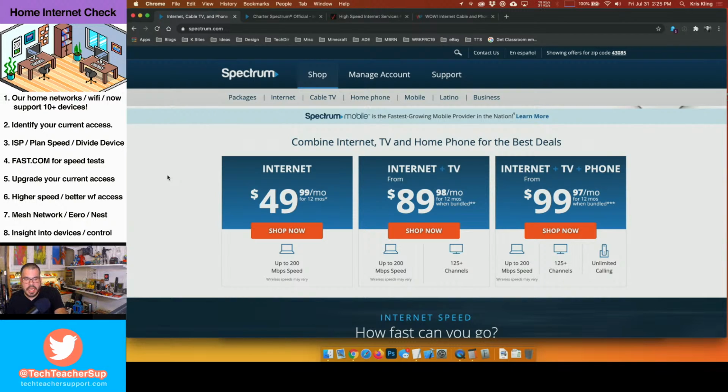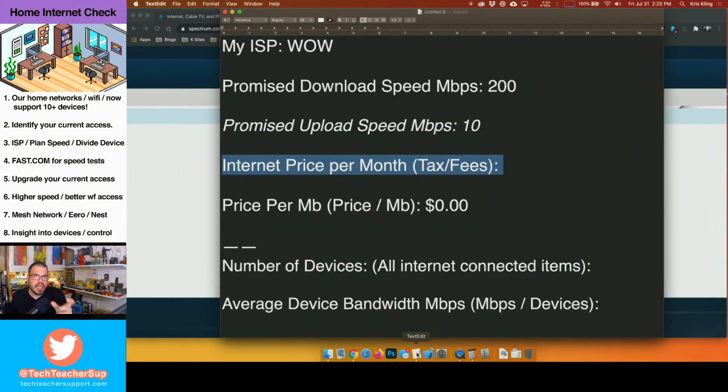But we know what this asterisk means. That means there's fees and taxes and surcharges and, you know, whatever. So it's not $49.99. It's probably more like $58 or $61, right? When you really get down to it. So take your bill and figure out what that is just for the internet, and make sure you add in those fees. So say we're looking at, you know, $58.50. All right, we should use a dollar sign here.